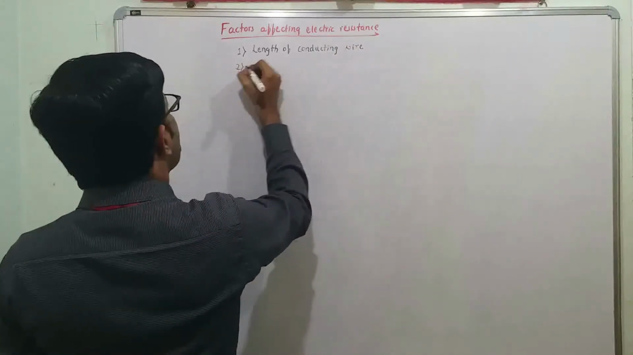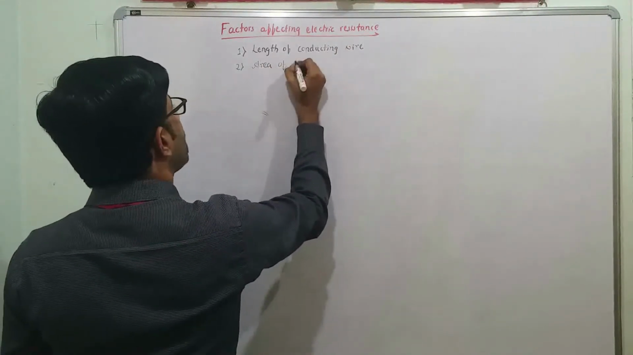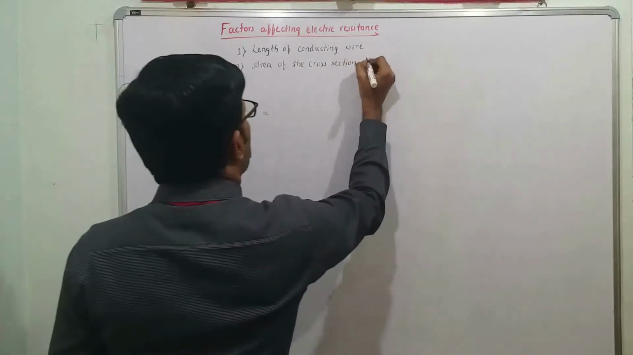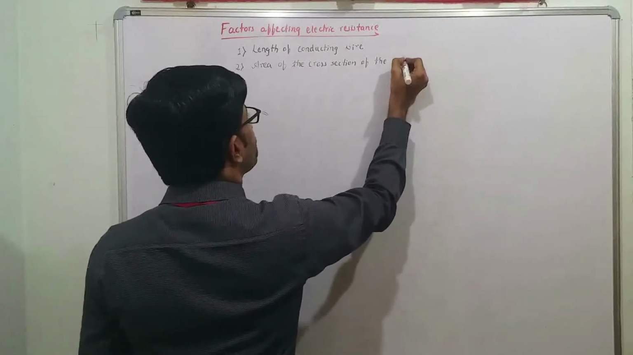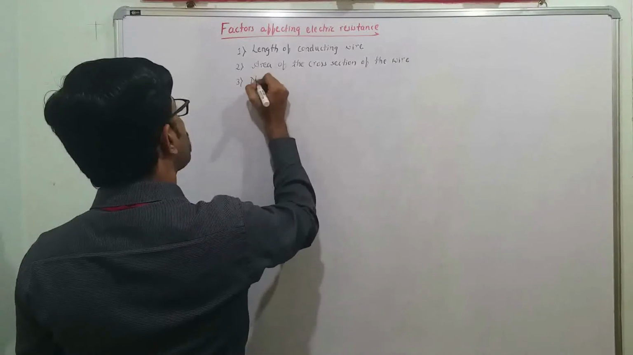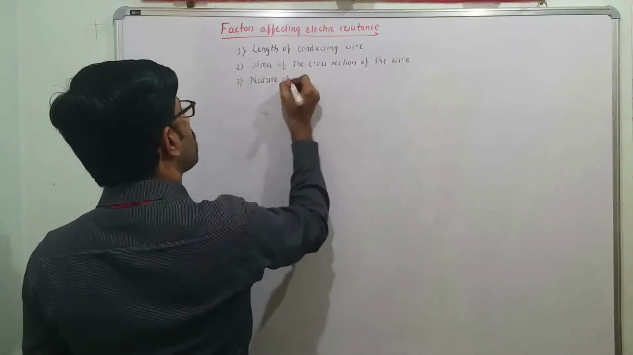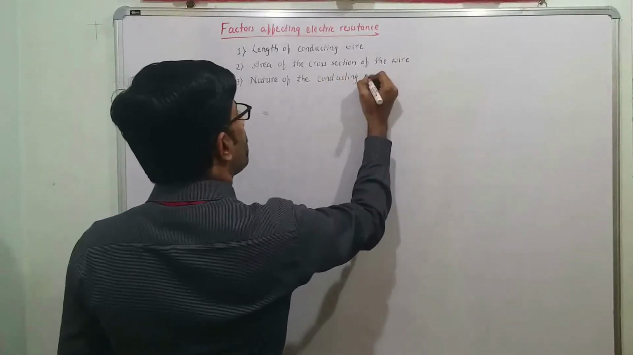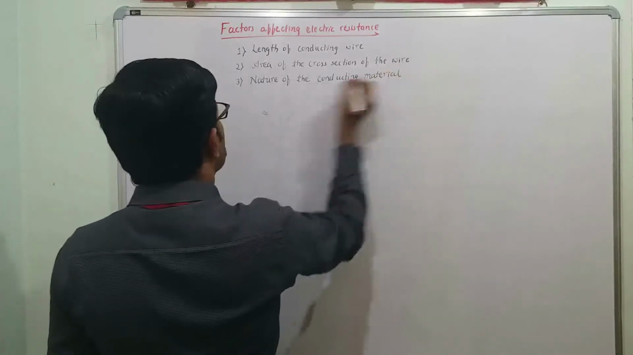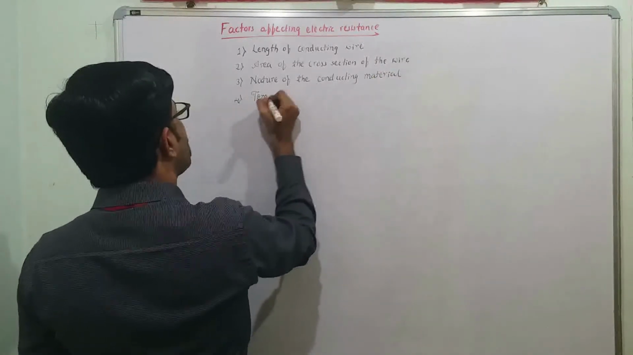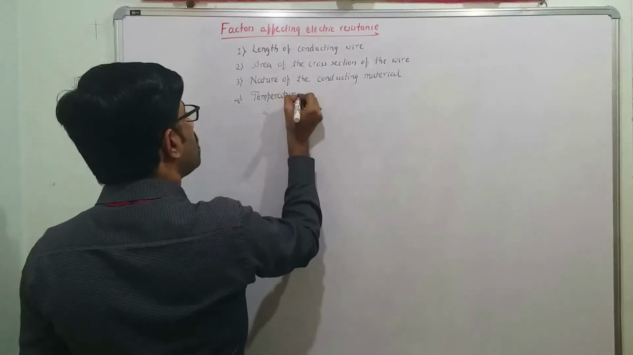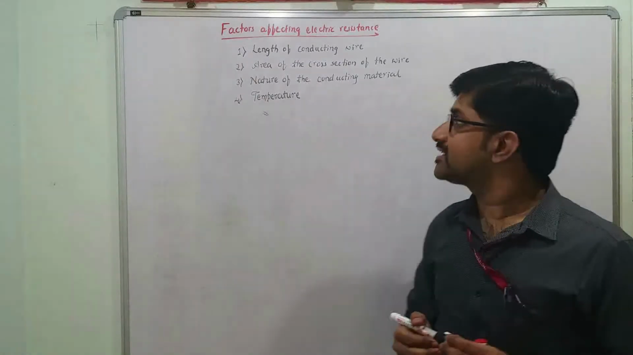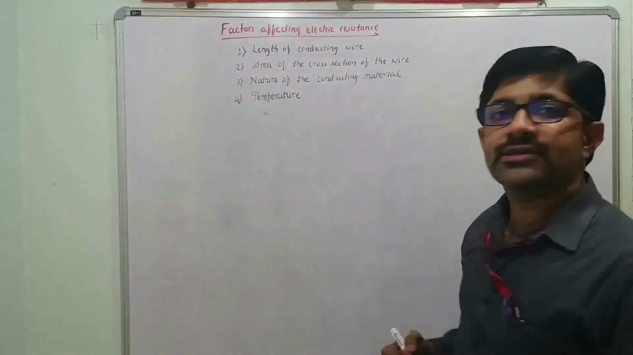Second one, area of cross section of the wire. Third one, nature of the conducting material. And fourth one will be the temperature. So these are the factors which are affecting the electric resistance. Let's study these factors one by one.